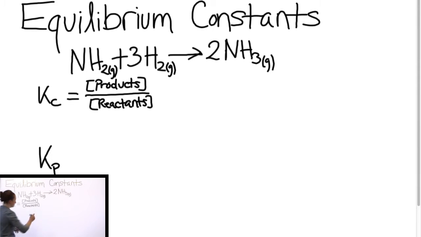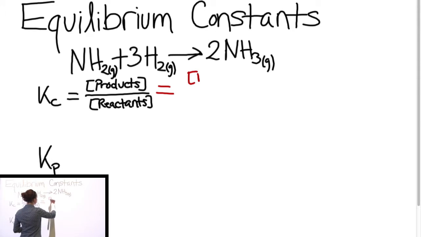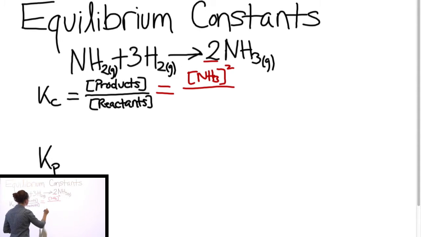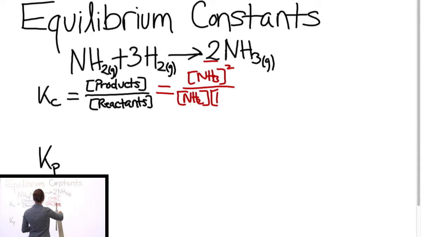So for K sub C in this equation, we get the concentration of NH3 squared, over the concentration of N2 to the power of 1 because it has no coefficient, times the concentration of hydrogen gas to the power of 3 because of its coefficient. So that's all that K sub C is. It's really easy to find, and if they give you the concentrations of each of your molecules, you're set.